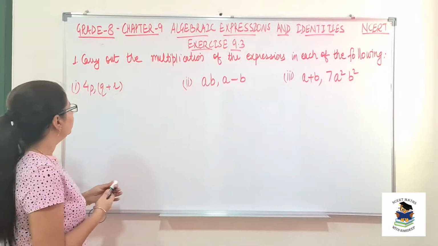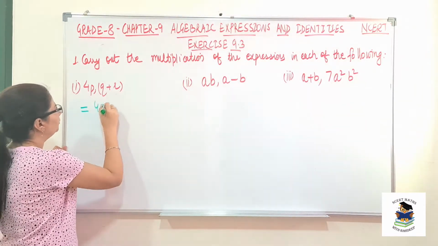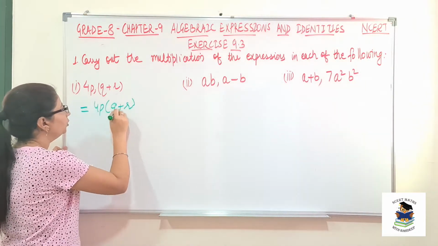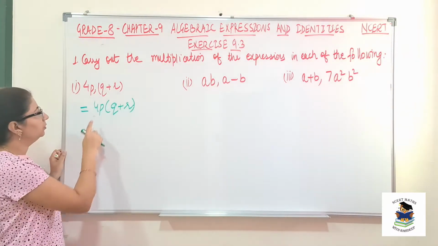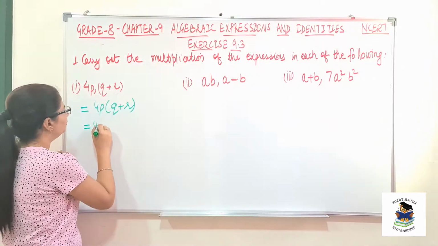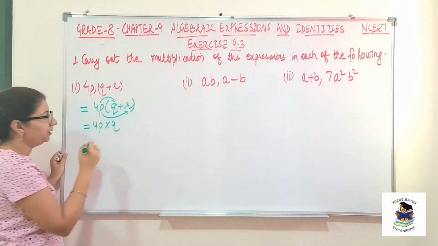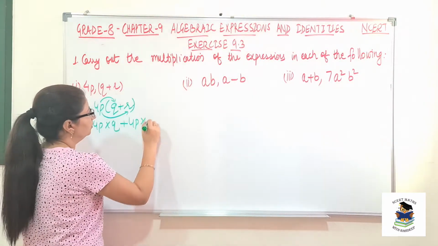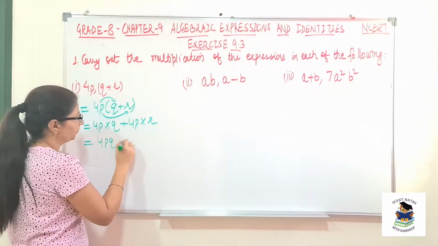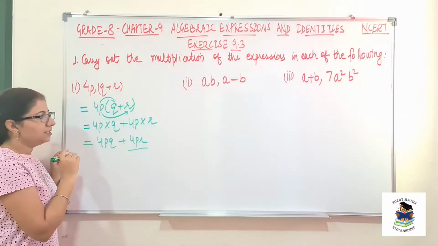So this is our first part. Now let's solve it. That is 4p multiplied with q plus r. So we will write 4p multiplied with q plus r. According to the rule, we should multiply this monomial with each term of the binomial. That is, first 4p should be multiplied with q, and then 4p should be multiplied with r. So 4p into q is 4pq. Then 4p into r is 4pr. Right? This is our first solution.